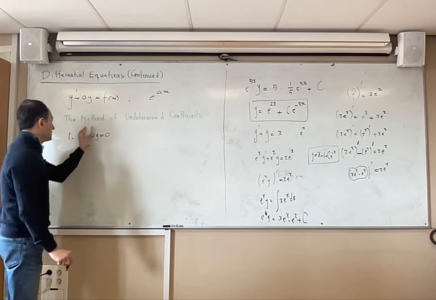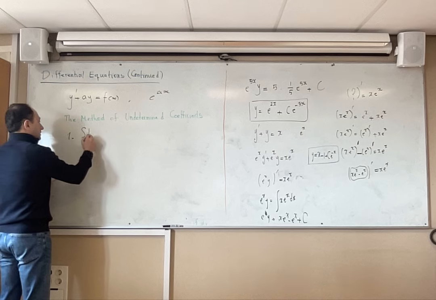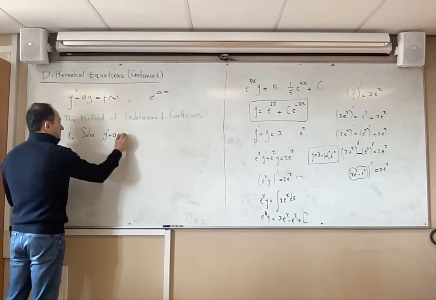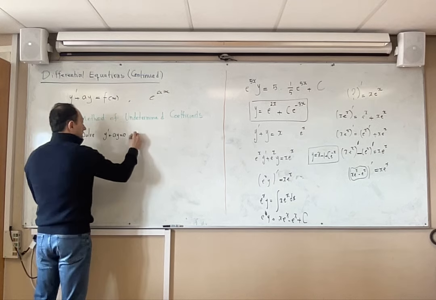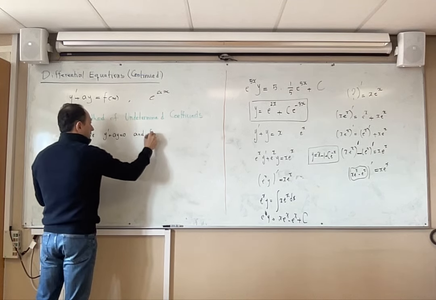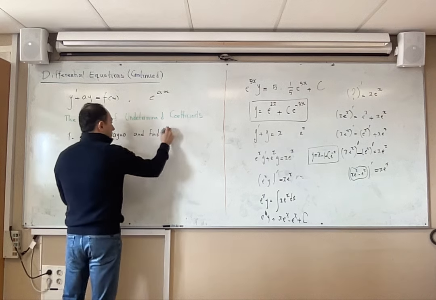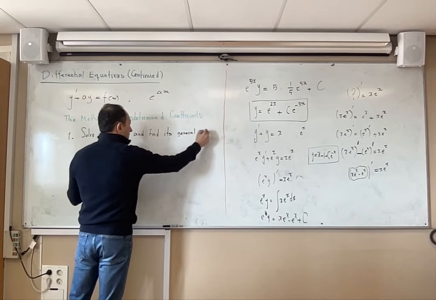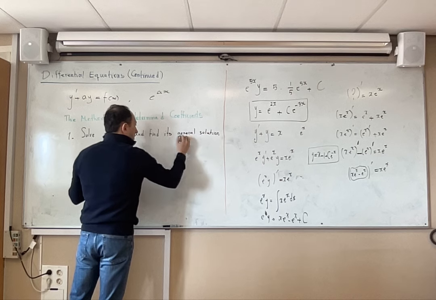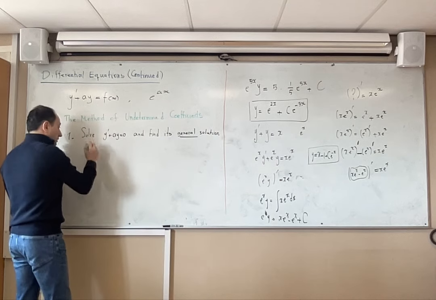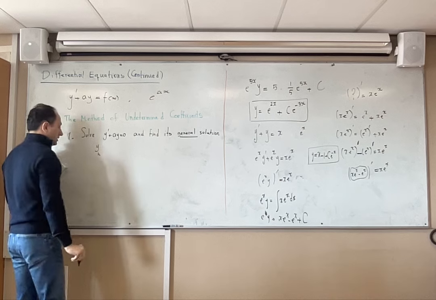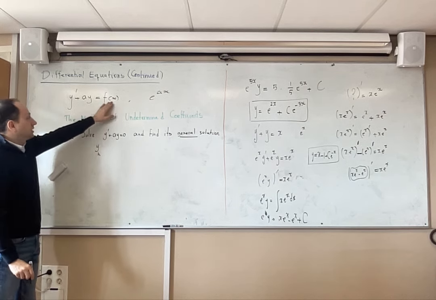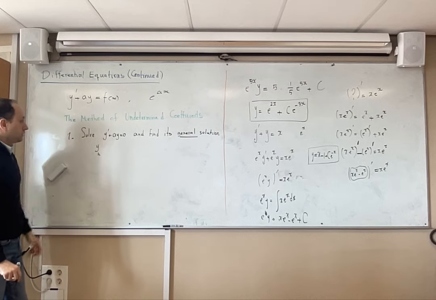Let me write it like this. Solve y' + ay = 0, and find its general solution. I emphasize the word general here: y_h, h for homogeneous. When the right-hand side of a differential equation is 0, we call it the homogeneous differential equation.